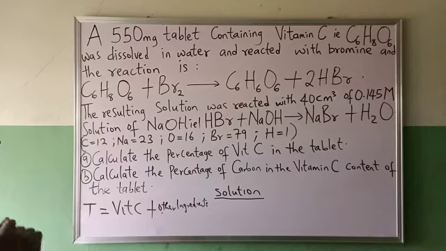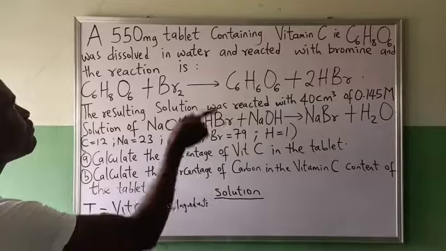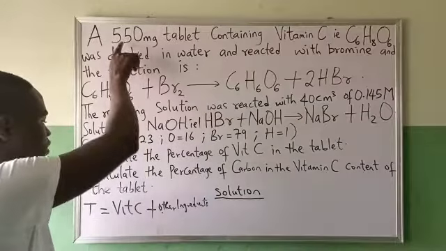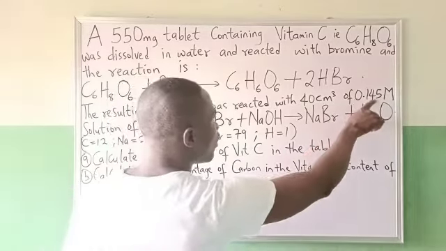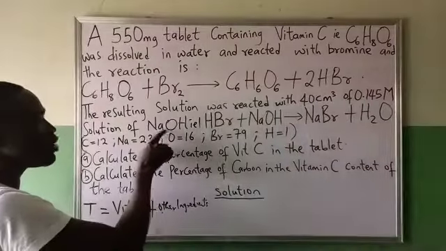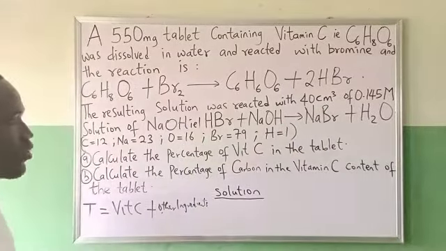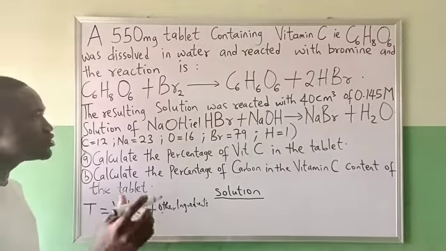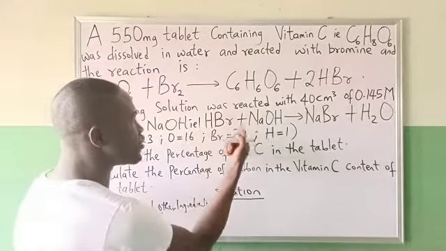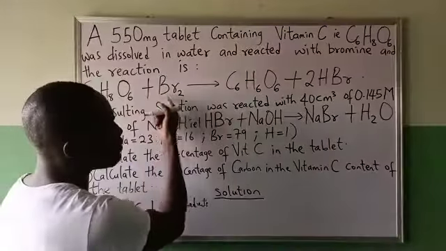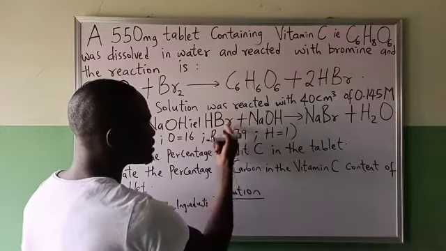Then the next thing we have to do is ask ourselves, what values do we have here? We are given the value of the total tablet, which is vitamin C plus other ingredients. And we are also given the molar concentration of sodium hydroxide, and 40 cm³ of that sodium hydroxide. So what we do is get the number of moles of sodium hydroxide that went into reaction here. Because here we didn't see sodium hydroxide, we'll talk about it here. Number of sodium hydroxide that reacted here.